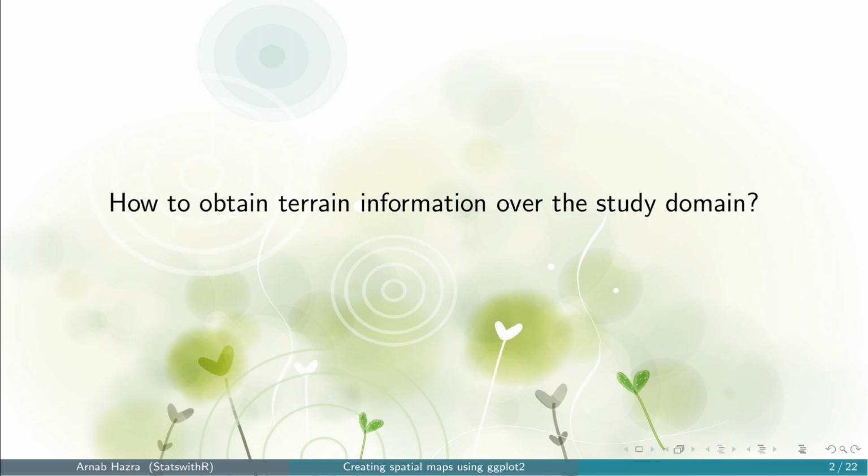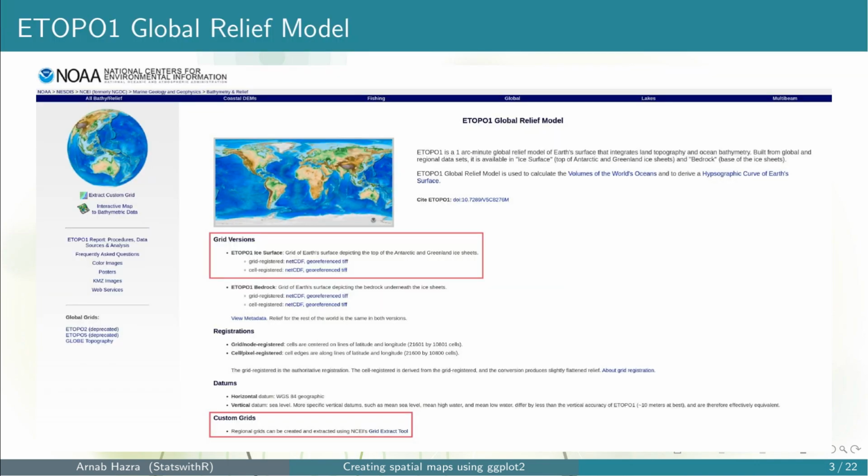First, we discuss how to obtain terrain information over the study domain. We obtain the elevation data at a spatial resolution of 1 minute by 1 minute from the NOAA website. The link of this website is provided in the video description. There are different ways to obtain the data. If you want the whole dataset across the world, you can click on the link ETOPO1 ice surface. Two options are available. Either you can download it as a netcdf file or as a TIFF image.